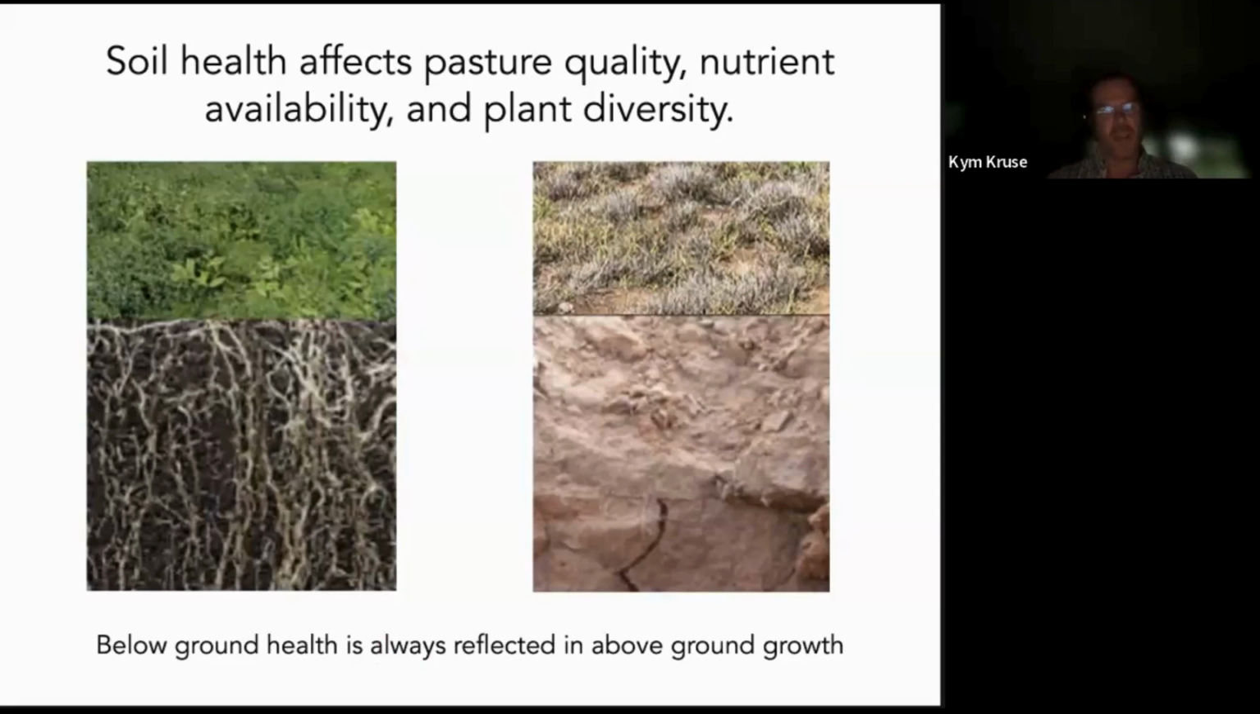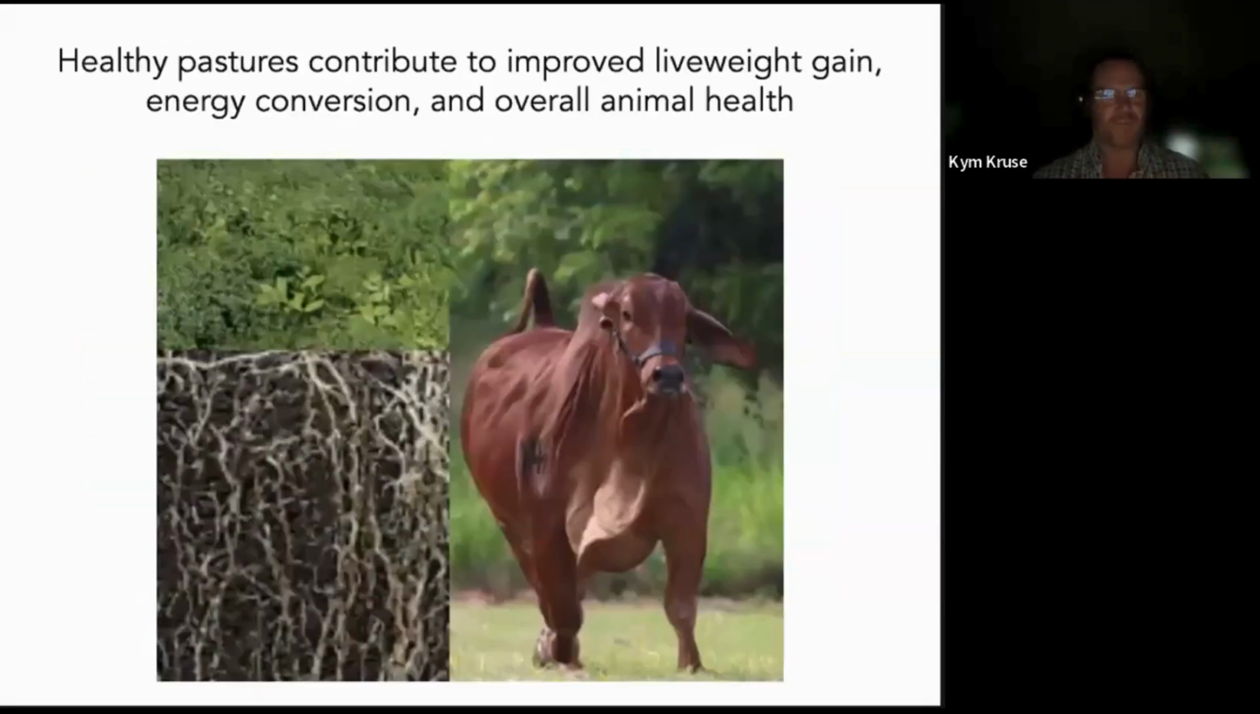So below the ground, health is always reflected above the ground. If you see really, really good things above the ground, with lots of different plant species and really healthy looking pasture, then that's indicative of what's happening below. Equally, if you have yellowing and not much diversity and a lot of bare patches, you'll generally find that below the ground is reflected in that same way. So what happens below merely reflects what's happening above.